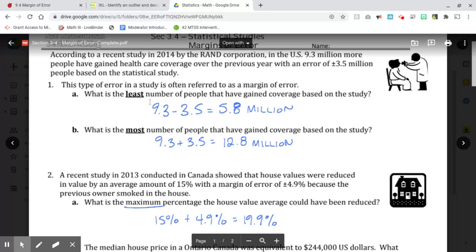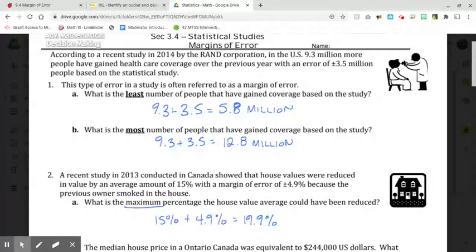So the least number of people that could have gained coverage would be 9.3 minus 3.5 million, which would give you 5.8 million. That would be your lowest number possible. And your highest number possible that gained coverage would be 9.3 plus 3.5, so that would be 12.8 million. So in this scenario, the corporation said that 9.3 million people have gained coverage, but it's got to be somewhere between 5.8 and 12.8. Okay.